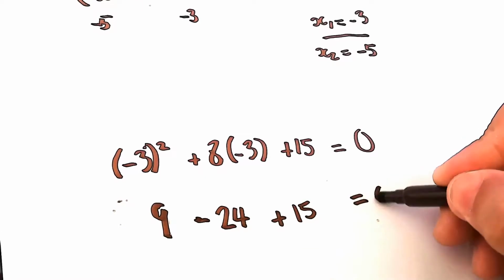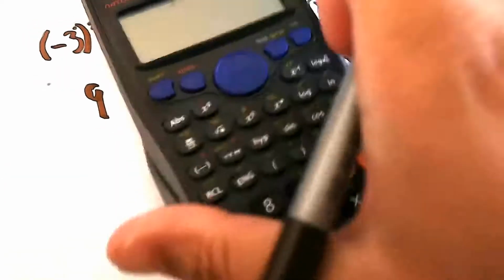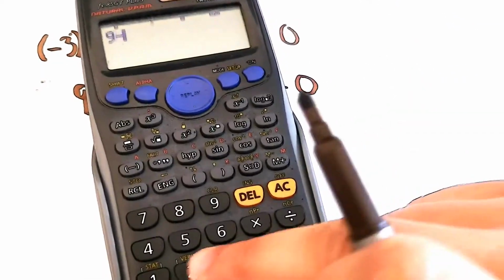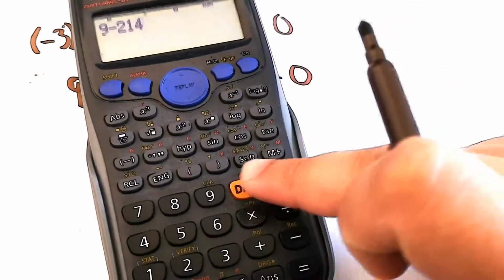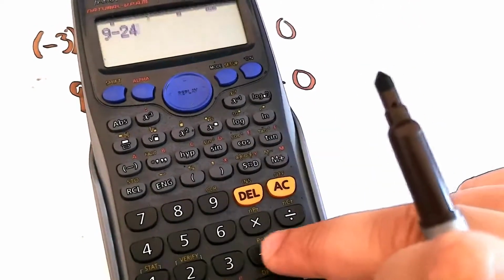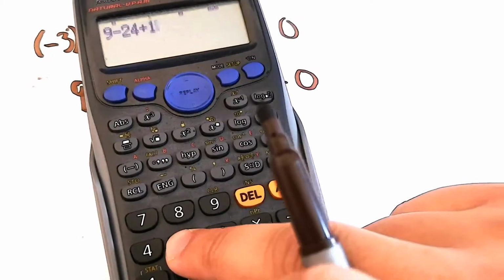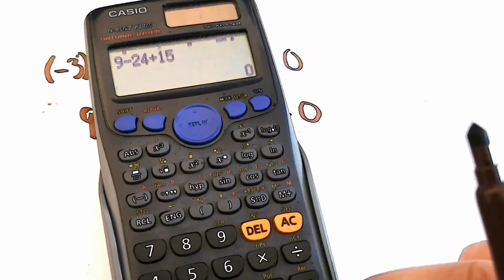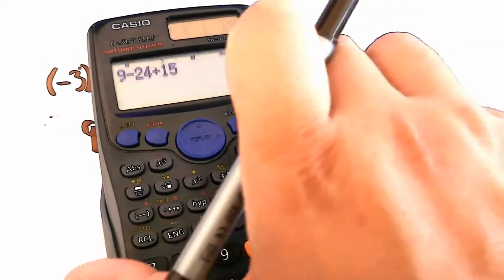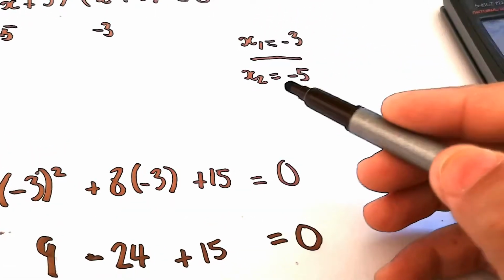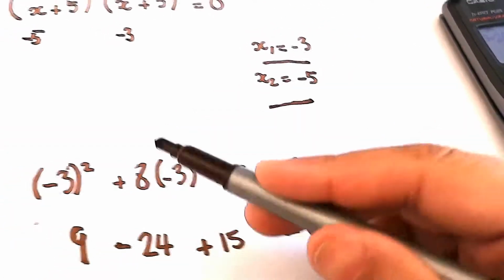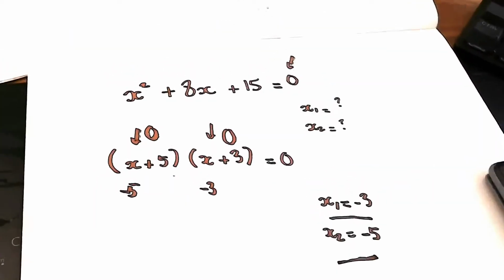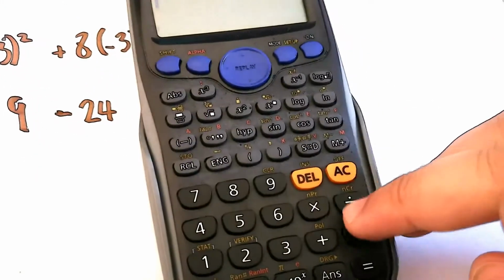Equals 0. Let's just double check that on the calculator. Not that we need it, but just to double check. So 9 minus 24, plus 15. If it equals 0, then we know we've done it right, and it equals 0. So that's how we know that that value of x is correct. Now the other value of x was minus 5. If we put that into that equation there, that should also equal 0. So let's do it.